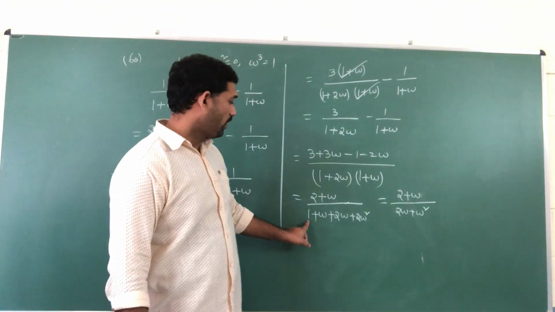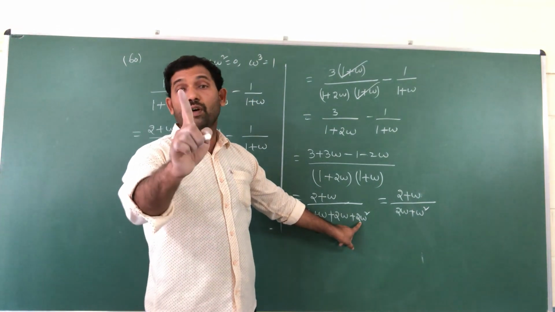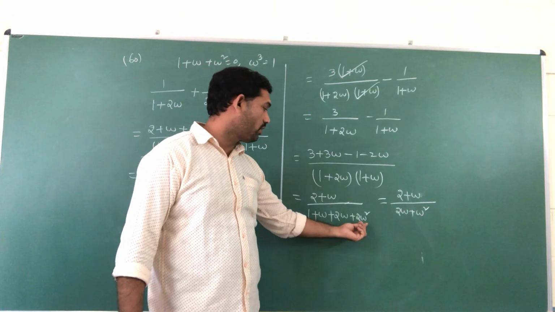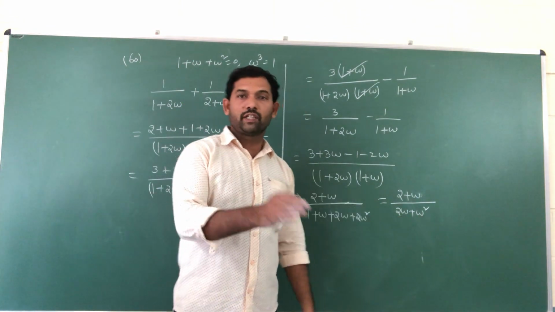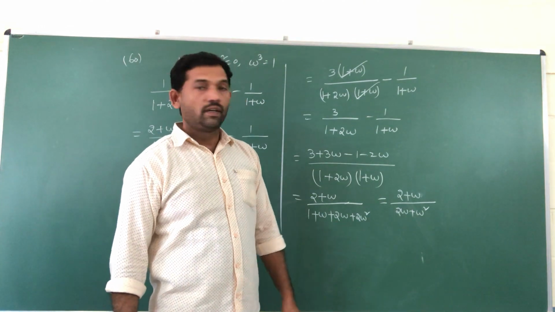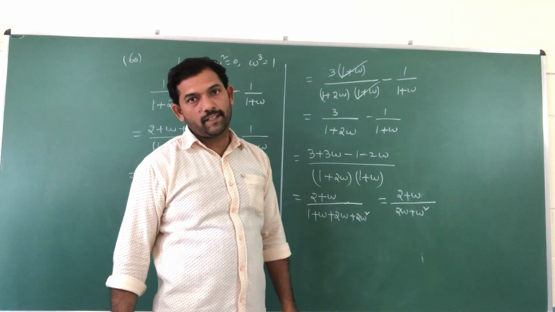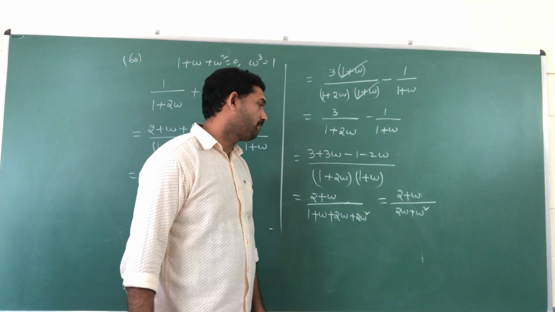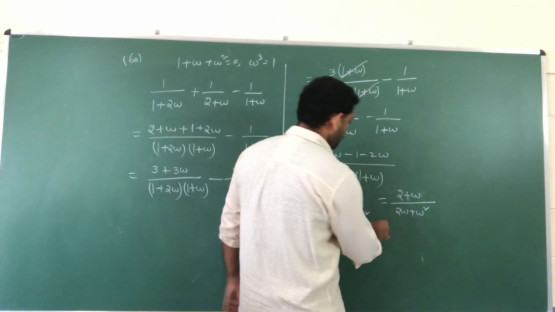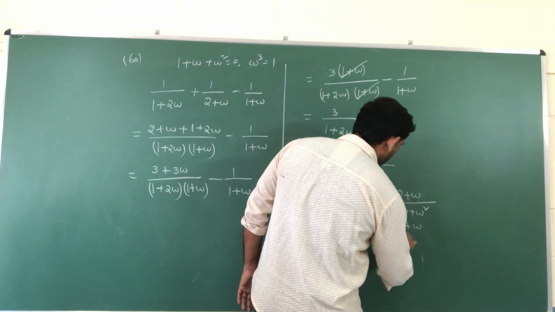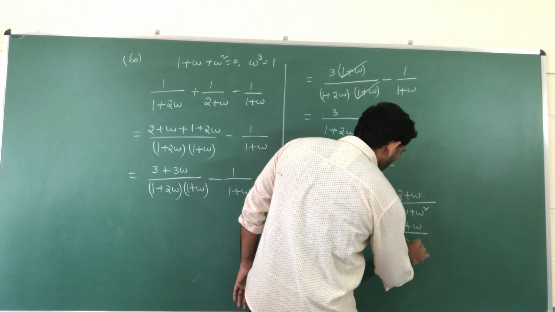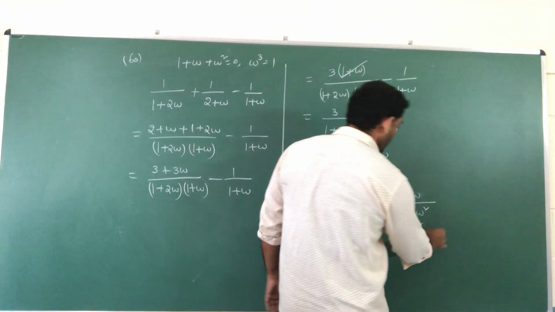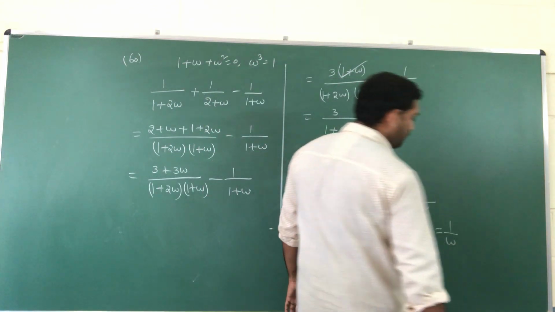Here also see 1 plus omega. Here you take only 1 omega square. What happens? Omega plus 1 plus omega square value is 0, so remaining here omega square. 1 omega square will be cancelled. So 2 plus 2 omega plus omega square, right? After that omega is common here: 2 plus omega divided by omega is common. So 2 plus omega is cancelled. So what is your answer? Final answer is 1 by omega.